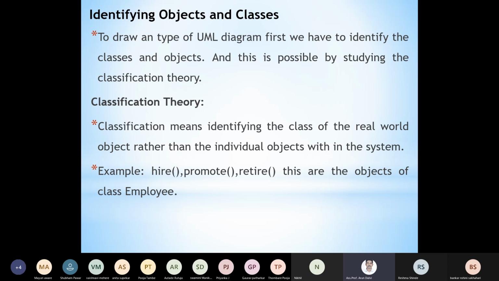For example, see here some objects like hire, promote, retire. These are the objects of class employee. Employee has some attributes or some methods, for example, hire. We are going to hire an employee, we are going to promote the employee, or the employee will retire. These are the objects of the class employee. This is the classification of that employee class. So based on the classification, we have to identify the objects and classes.